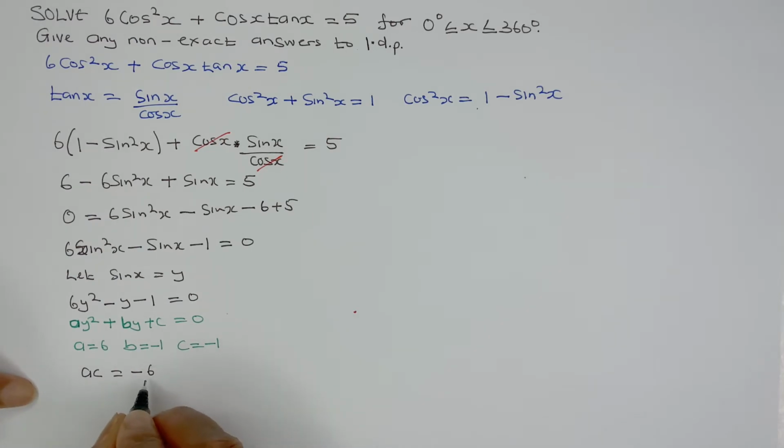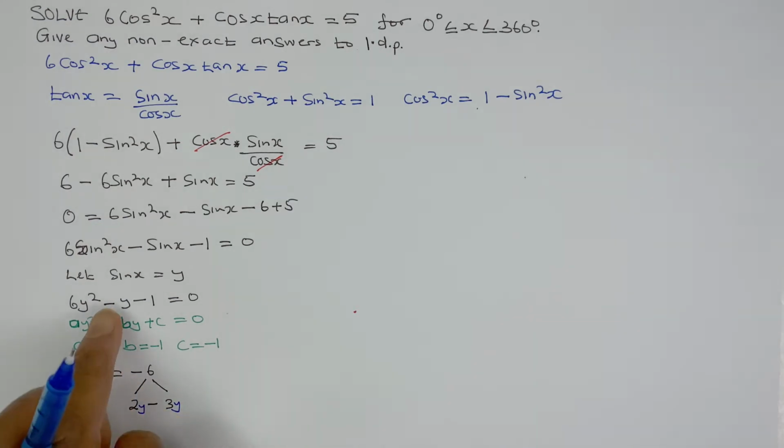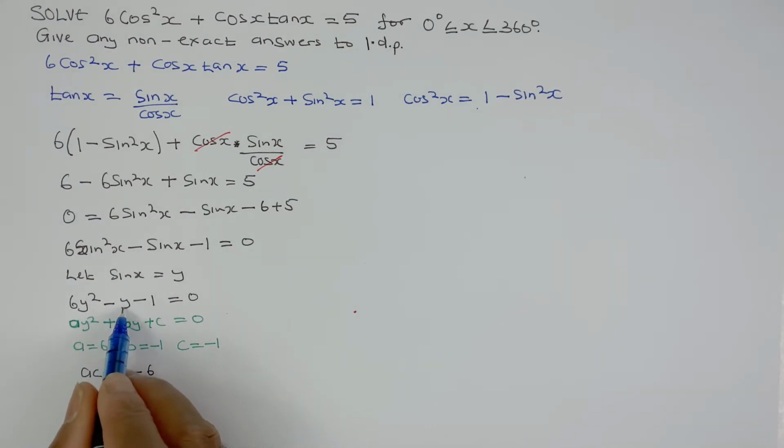So I need 2 numbers I can multiply together to get minus 6, and when I add them together, I'll get b, which is minus 1. And the 2 numbers will be 2 and minus 3. 2 times minus 3 is minus 6. 2 plus minus 3 is minus 1. So next I put y here and y there. What that means is 2y minus 3y, which just gives me minus y. That's what I want.